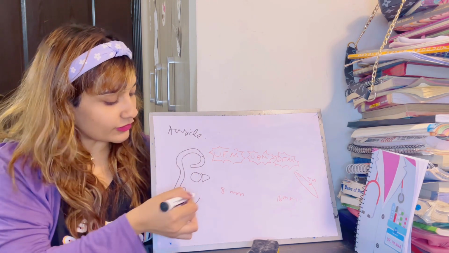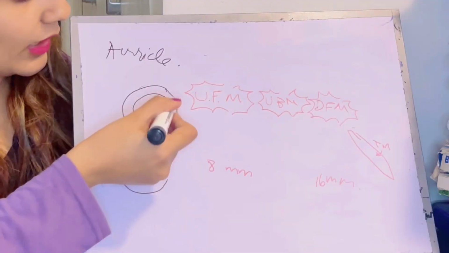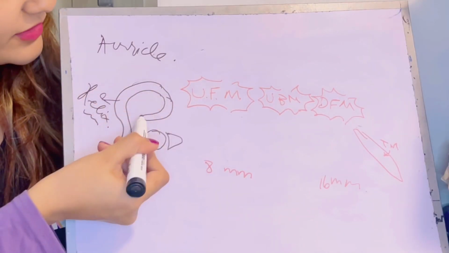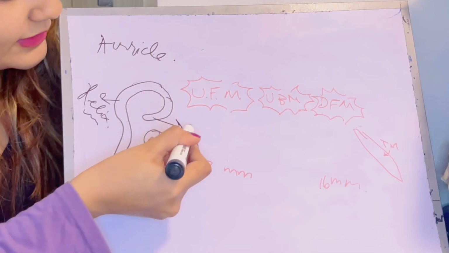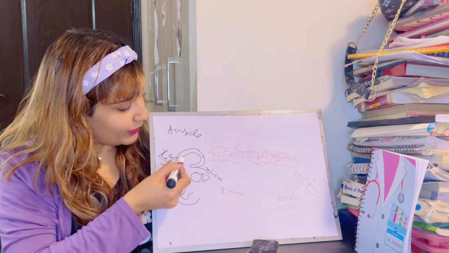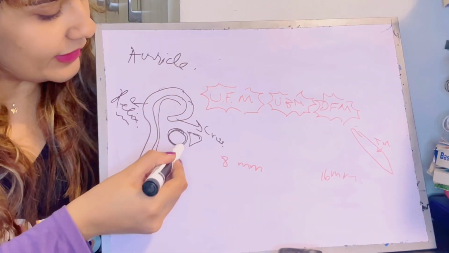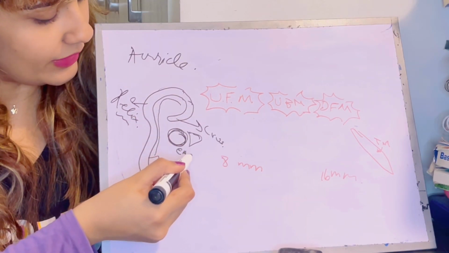So let's talk about the structures making up the pinna or the auricle. The outer part is known as the helix. Now the helix, you can see where it forms the C over here. The C part of the helix is the crus of the helix, and the part lying within the helix is the antihelix. The hole over here is the external acoustic or auditory meatus.